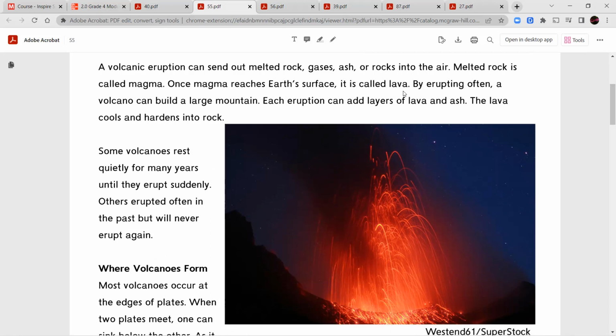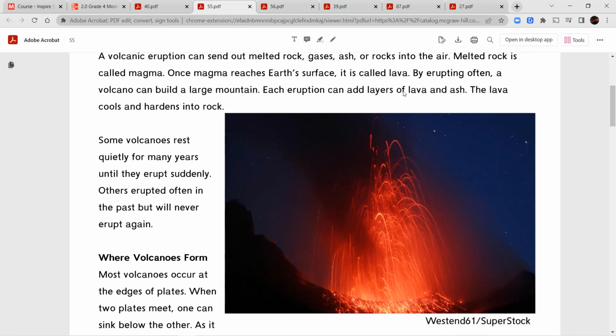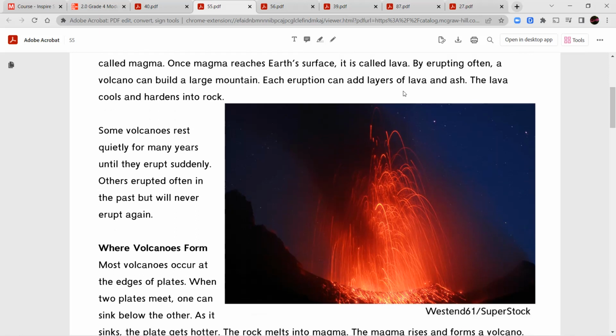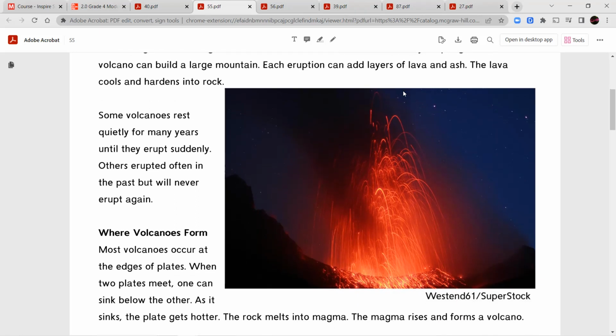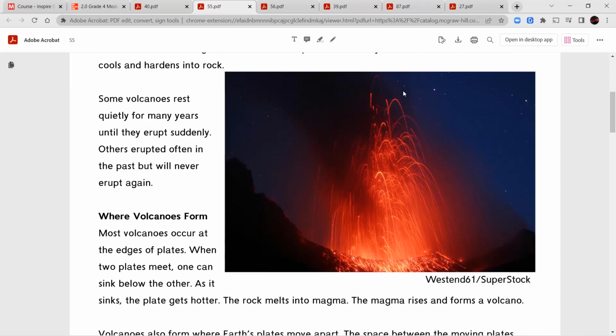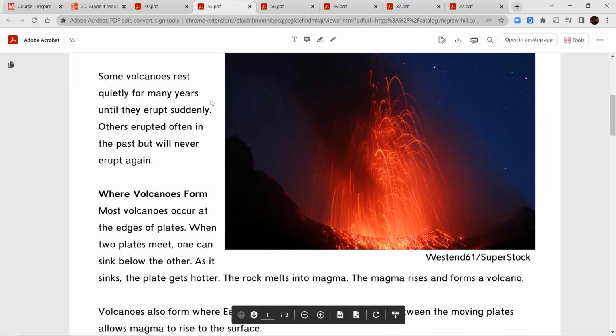Melted rock is called magma. Once magma reaches Earth's surface, it's called lava. By erupting often, a volcano can build a large mountain. Each eruption can add layers of lava and ash. The lava cools and hardens into rock. Some volcanoes rest quietly for many years until they erupt suddenly. Others erupted often in the past, but will never erupt again.